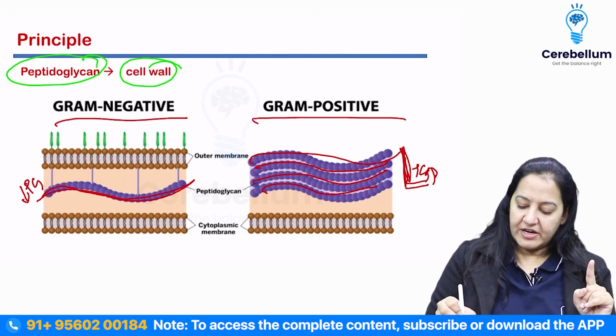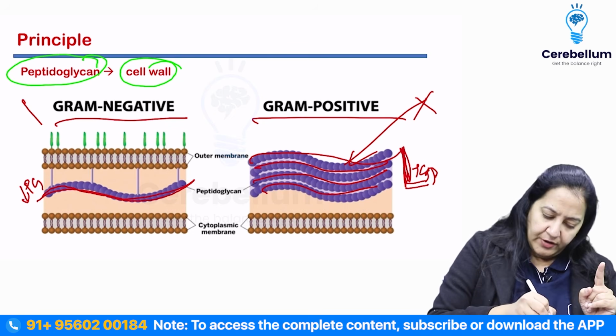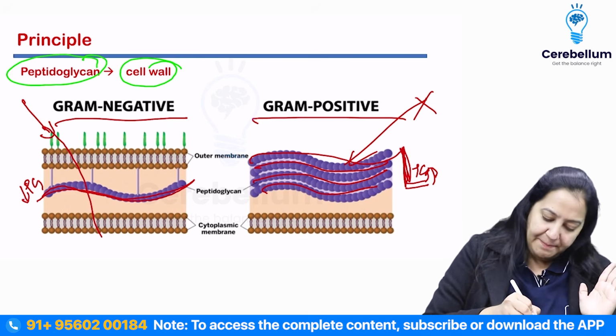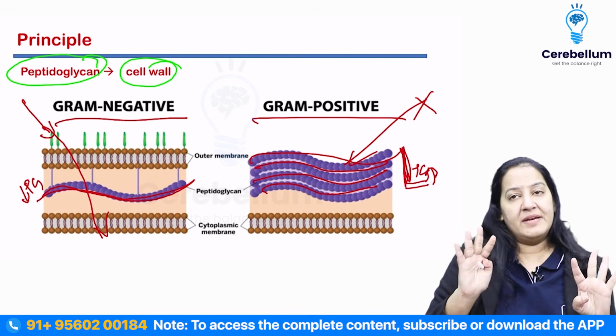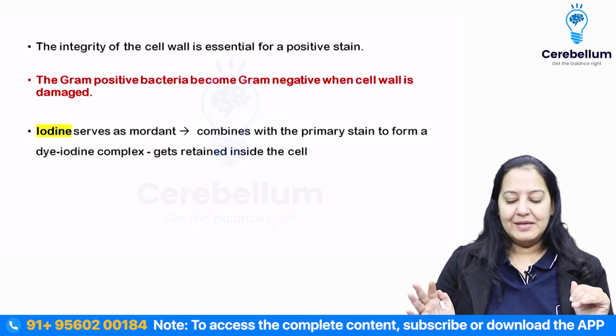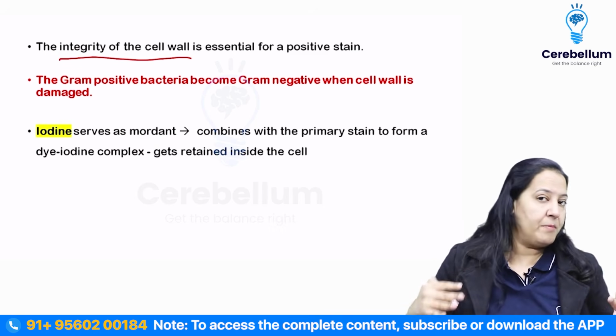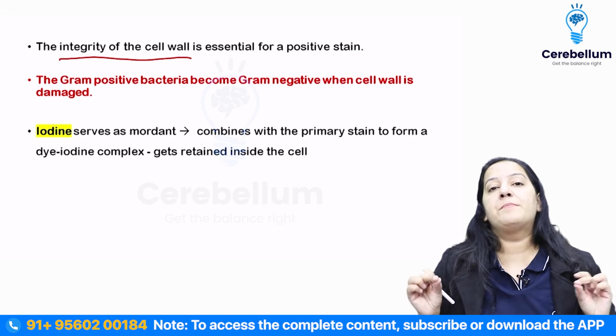So when you give decolorizer here, they will not lose the primary stain. But when you give the decolorizer here, decolorizer can easily penetrate inside and they will lose the primary stain. That's why they take the secondary stain. So you got the principle, I guess. So it's the integrity of the cell wall which decides whether the bacteria is gram positive or gram negative. It's the most important principle.